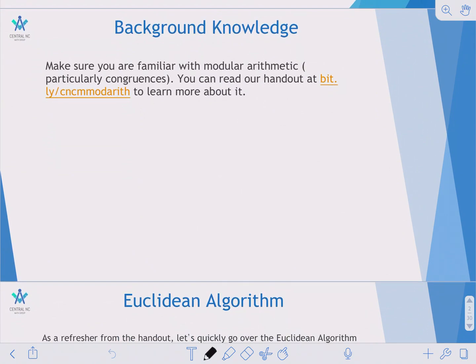If you're not already familiar with modular arithmetic, you can read our modular arithmetic handout. You can find it at this simple bit.ly link. Make sure that you understand congruences before continuing with this presentation.